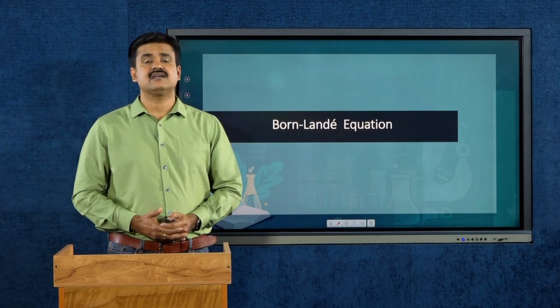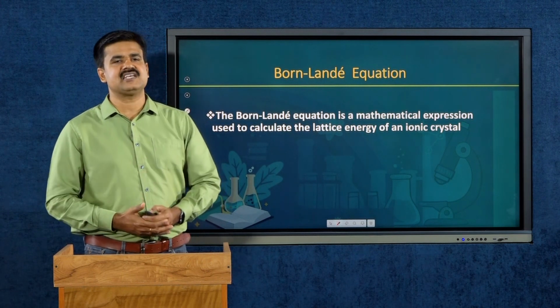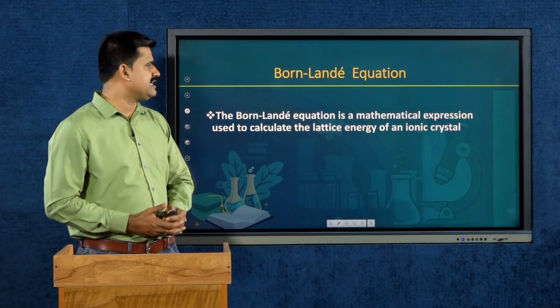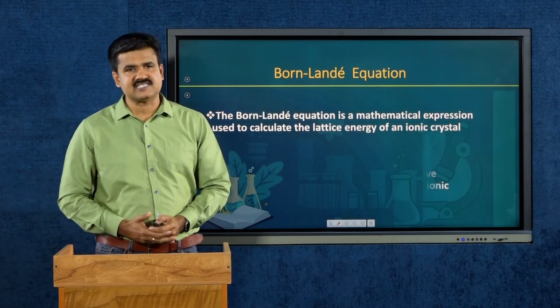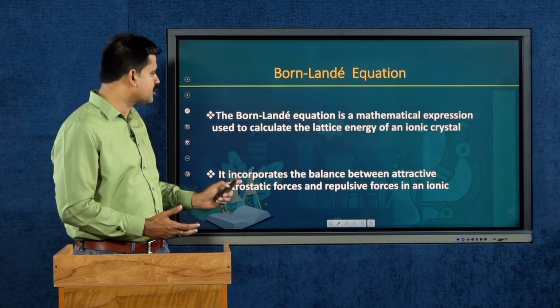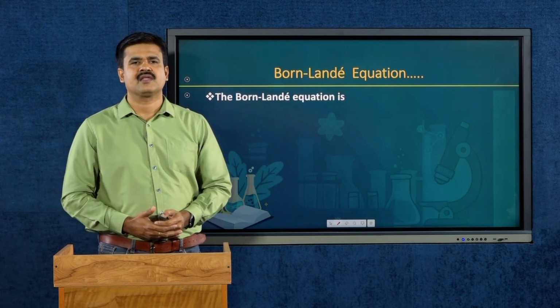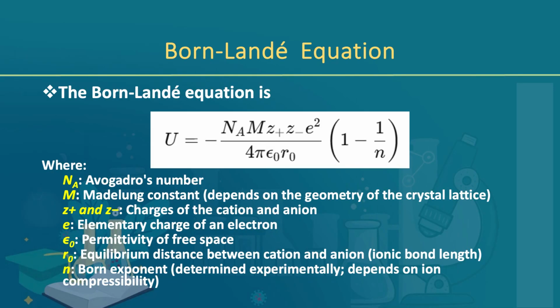Now we are discussing the Bond-Lande equation. The Bond-Lande equation is a mathematical expression used to calculate the lattice energy of an ionic crystal. It incorporates the balance between attractive electrostatic forces and repulsive forces in an ionic crystal. The Bond-Lande equation is shown here. U is equal to minus Na into m Z plus Z minus e square divided by 4 pi epsilon 0 r0, into 1 minus 1 by n.